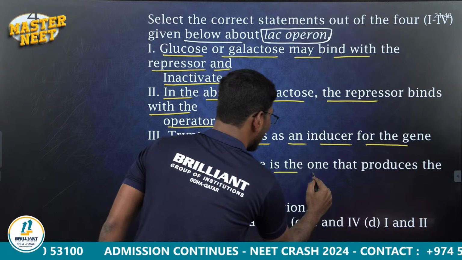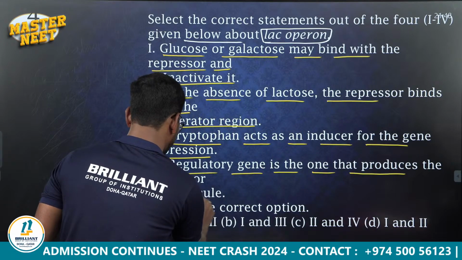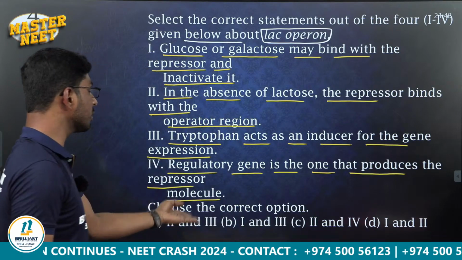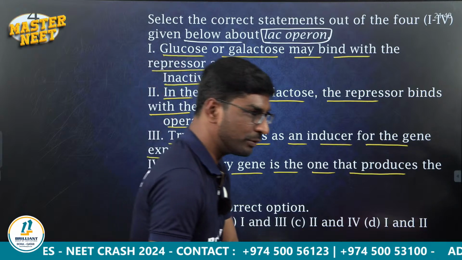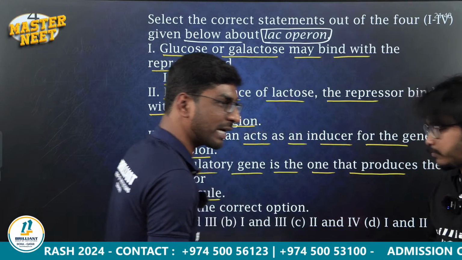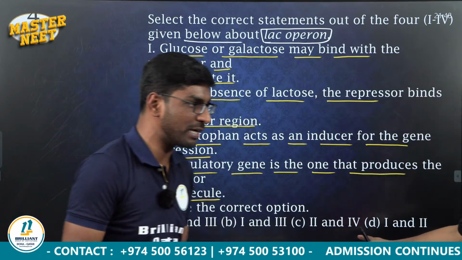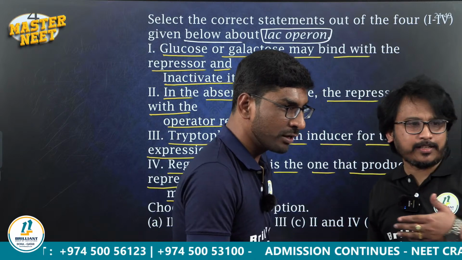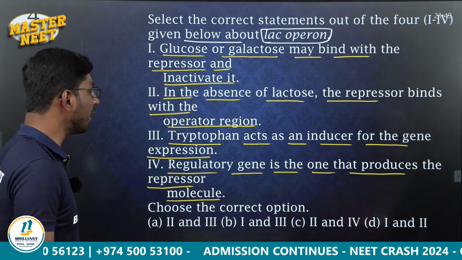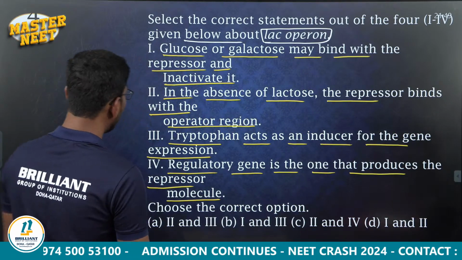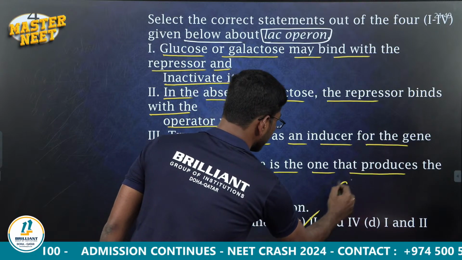Tryptophan acts as an inducer for the gene expression. The regulatory gene is the one that produces the repressor molecule. Choose the correct option given. Any one of you, what are the correct options? Come on, fast. So tell me, 2 and 4. So the answer is what? Options 2 and 4, that is C.